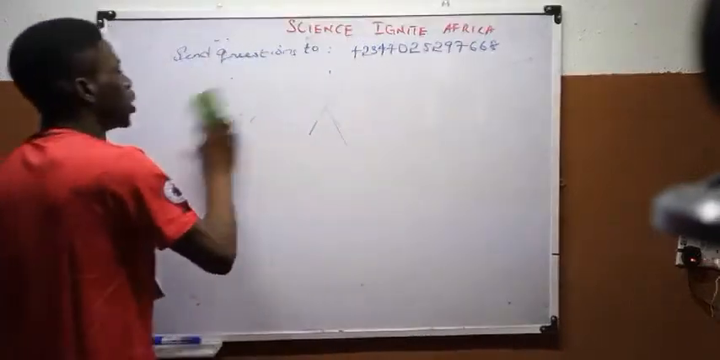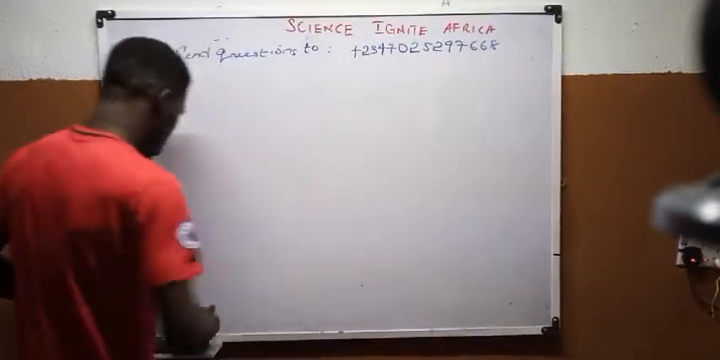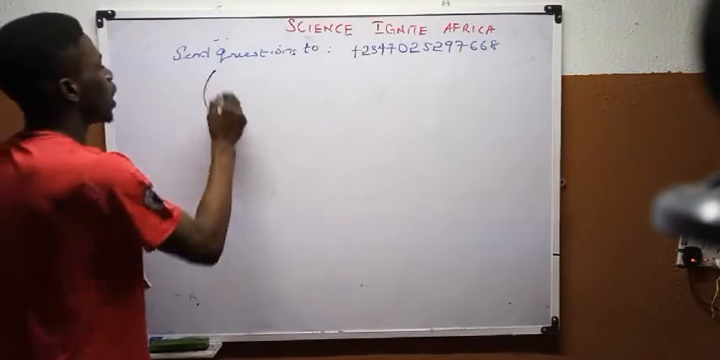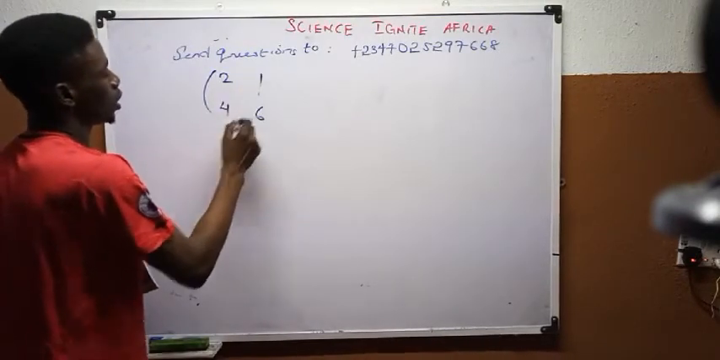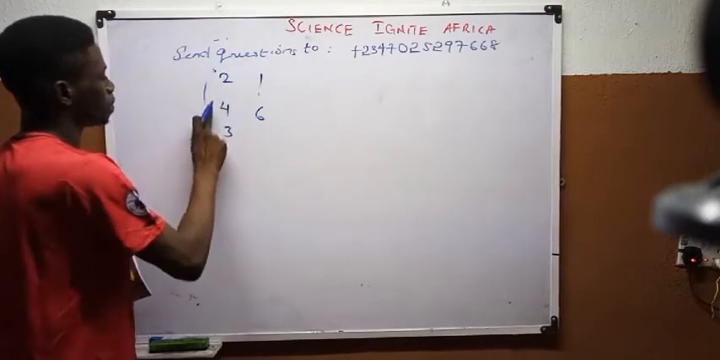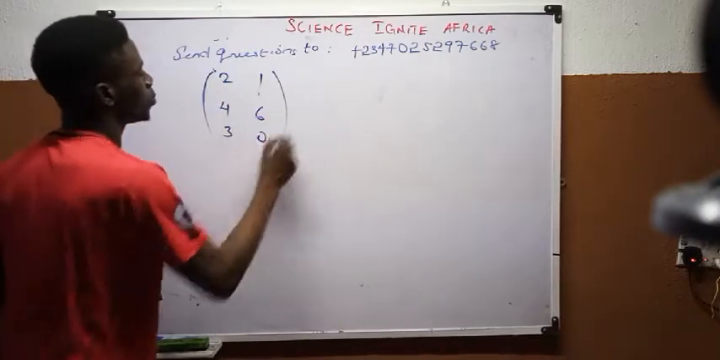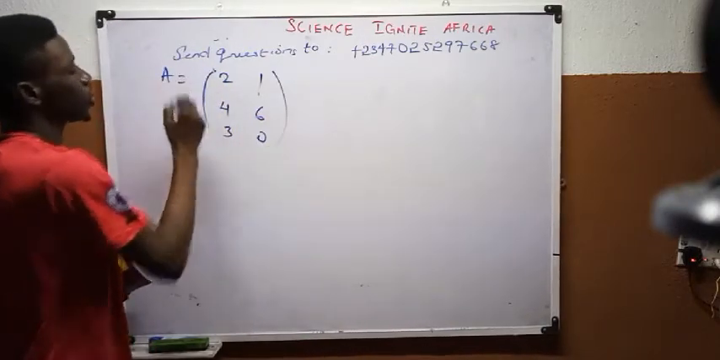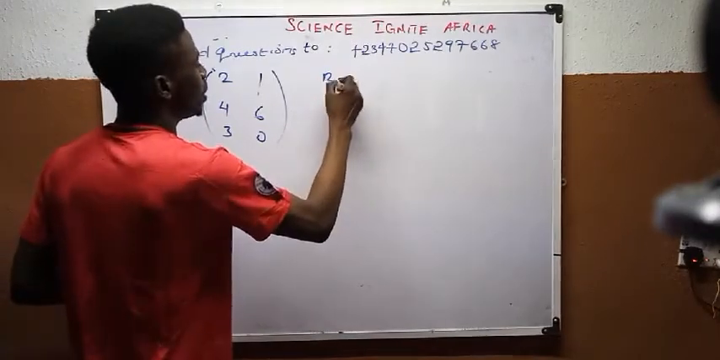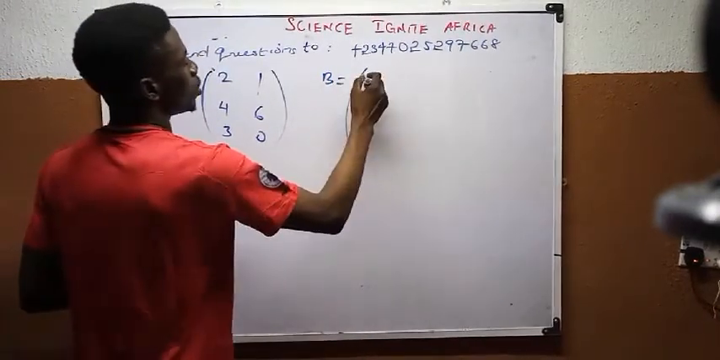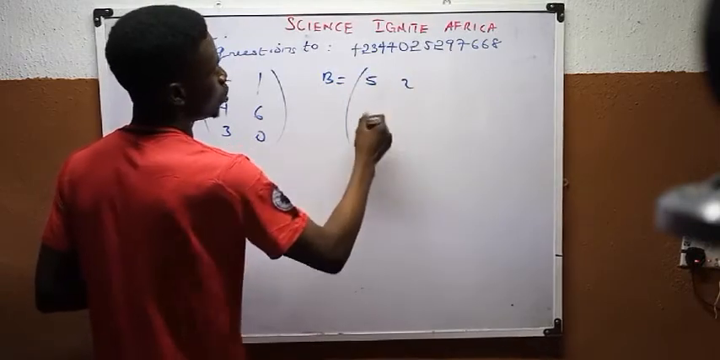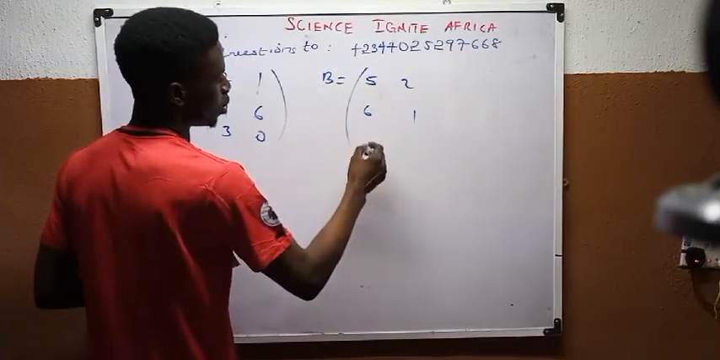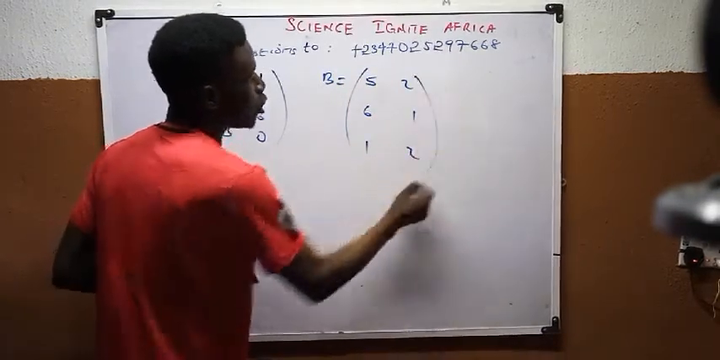So let's give ourselves an example now. If I have 2, 1, 4, 6, 3, 0, let this be matrix A. And let matrix B be 5, 2, 6, 1, 1, 2.